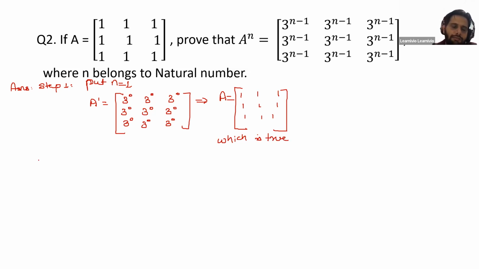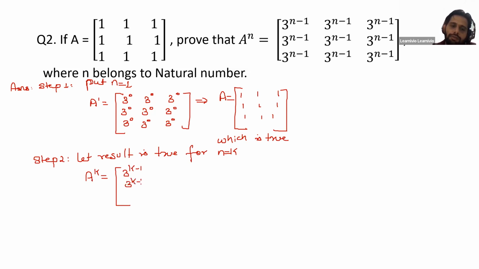Okay, now please start with step 2. What was step 2? Let the result be true for n is equal to k. So you will get A to the power k is equal to 3 to the power k minus 1 in every entry, with k minus 1 as the exponent at all the places.